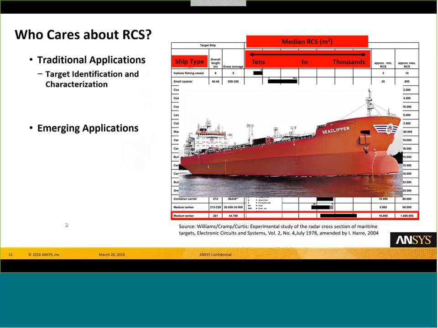It's worth noting that there's quite a range of values if you look at the minimum and max values, and that's because the response you get from an illuminated target is really going to depend on that look angle, which can vary quite a bit depending on the orientation of the object and the radar itself.